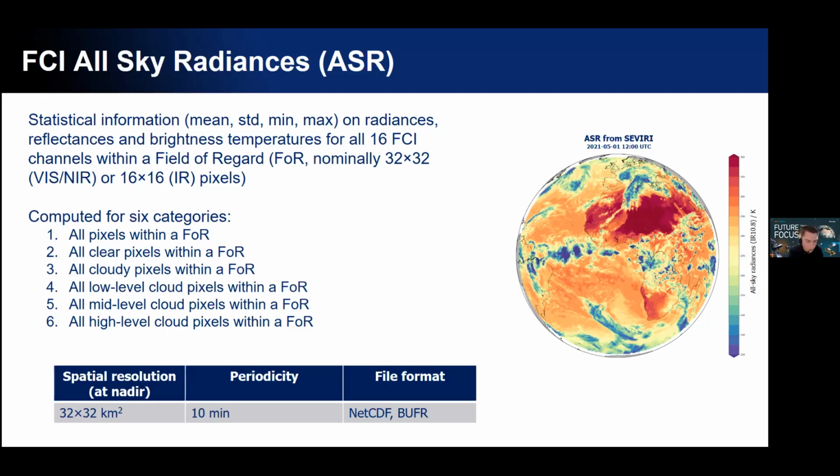And again, we have here one example of how the ASR looks from Seviri that is currently running. So you can see there it's a bit coarse resolution due to the segmentation. So yeah, resolution 32 by 32 kilometers at nadir, comes in every 10 minutes, comes in NetCDF and also in BUFR format on GTS.